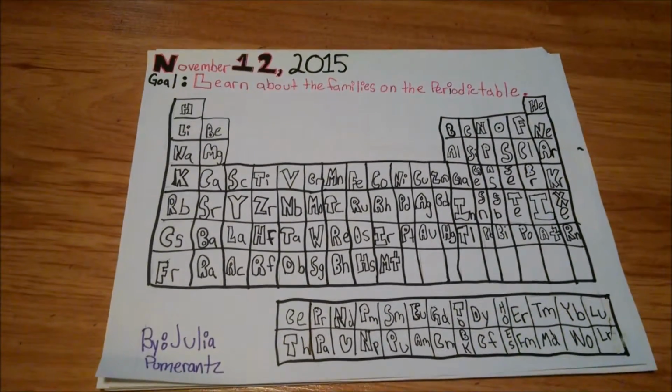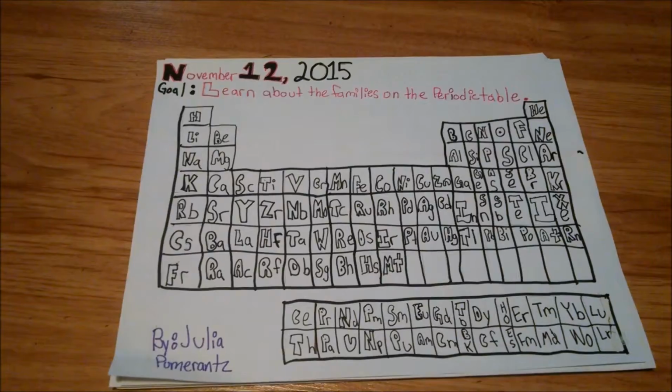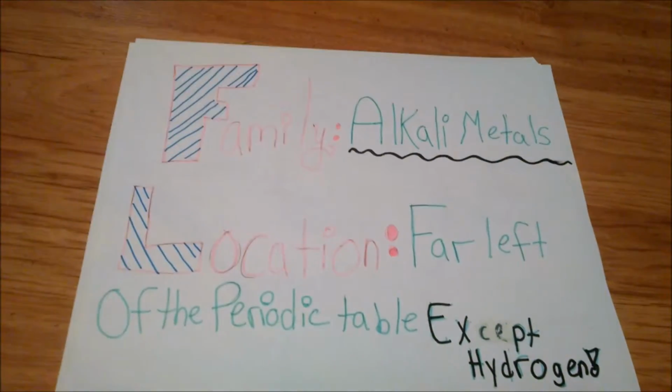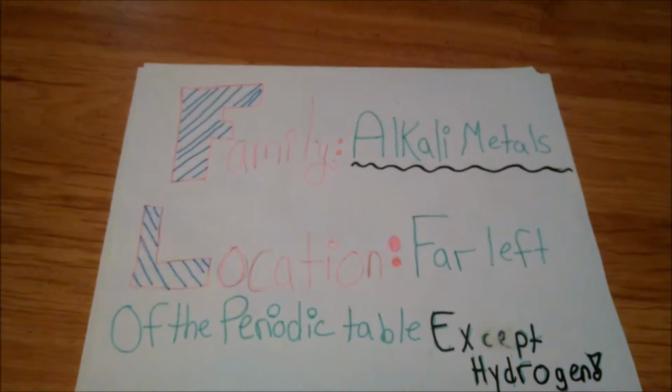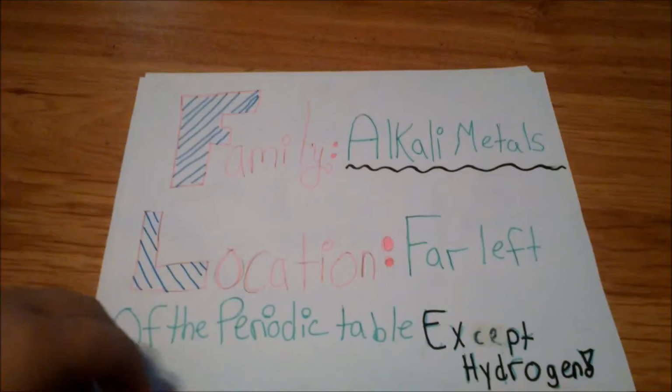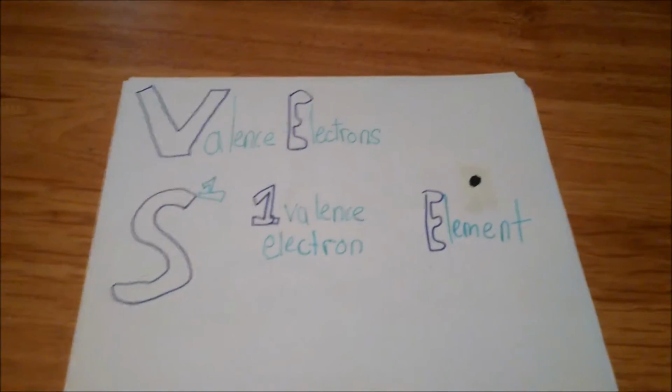November 12th, 2015. Goal: learn about the families on the periodic table. My family, the alkali metals. Location: far left of the periodic table, except hydrogen.